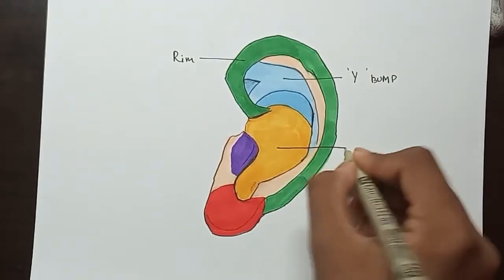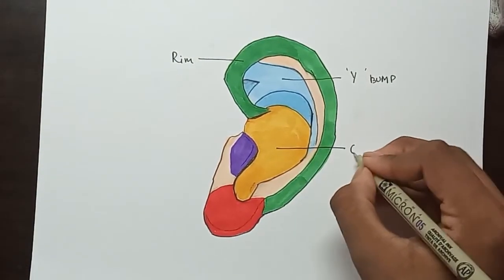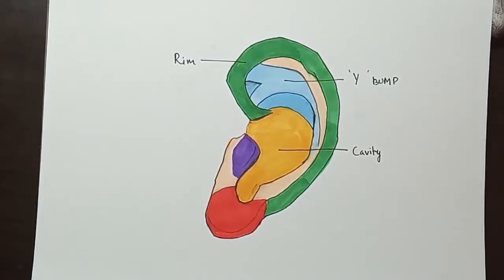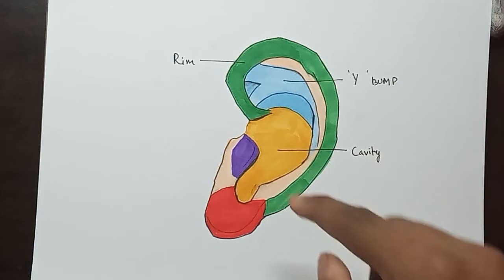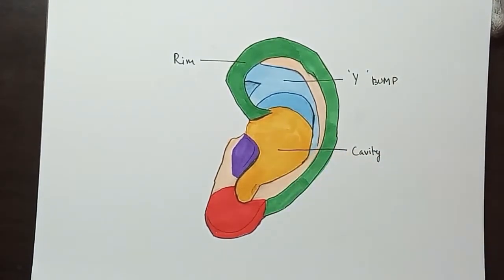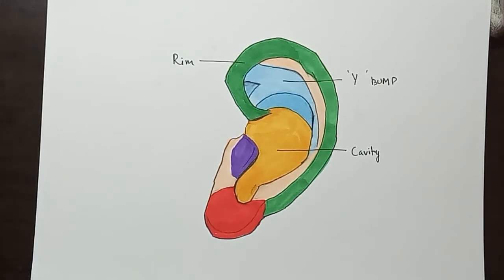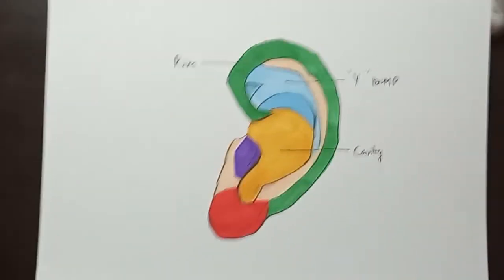Now, this in yellow is called the cavity. Right below the Y bump is the cavity, and that leads to the ear canal. Now, when thinking of this part, I sometimes think of it as a crater.